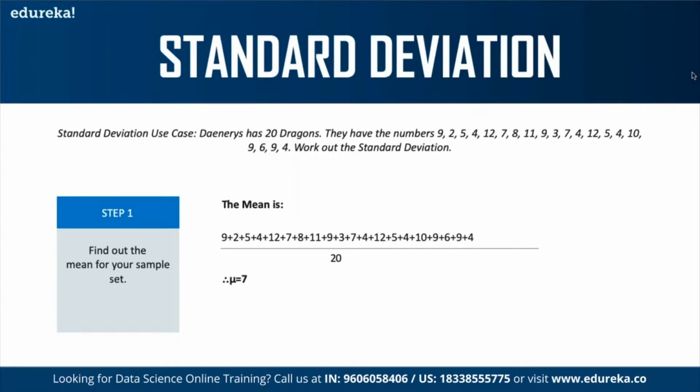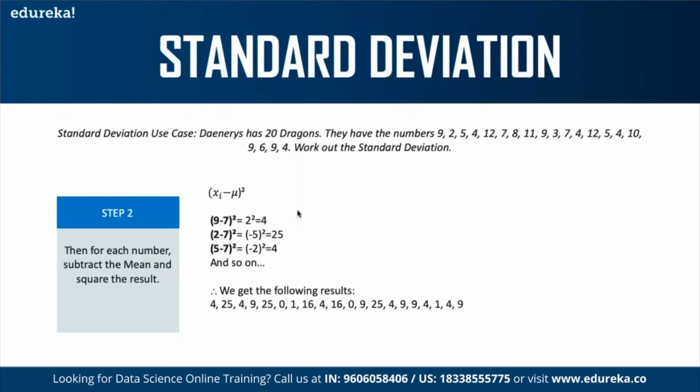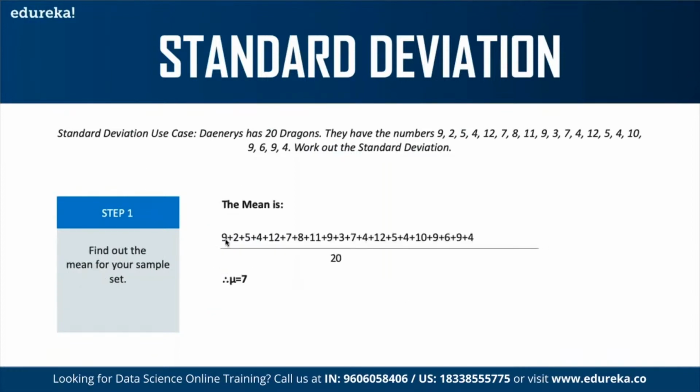And then to find the standard deviation, we simply subtract the values: 9 minus 7, 2 minus 7, and 5 minus 7. That's how we get the individual values for the given components. As you can see, for the given set we have 9, so we write 9 minus 7, then 2 minus 7, 5 minus 7, 4 minus 7, 12 minus 7, 7 minus 7, 8 minus 7, and so on.